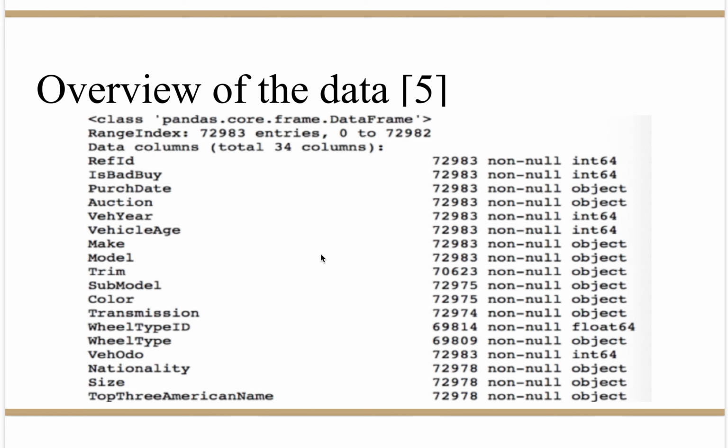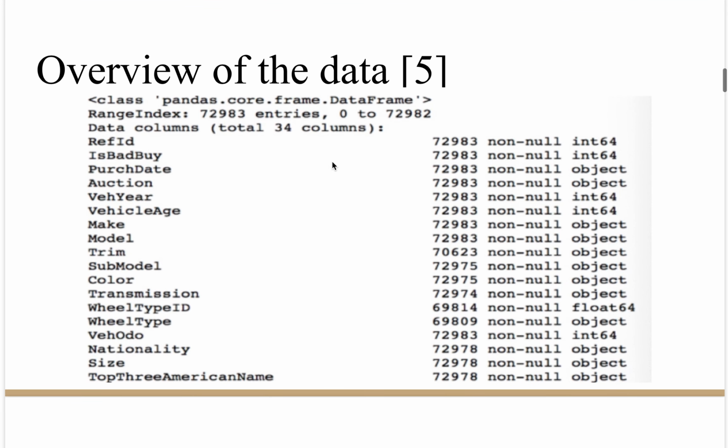This slide and the next one show that we have 34 columns. Out of these 34, 33 columns are the features of our data, and the last column is our class, which is yes or no. So this is a binary classification. The labels are yes or no. Yes means the car is a kick car, no means the car is not a kick car.